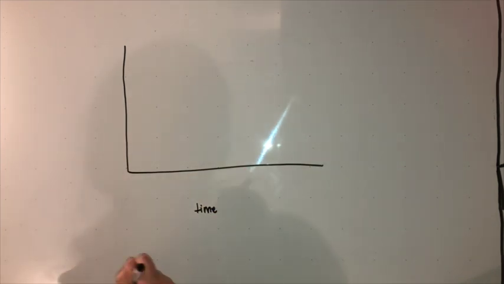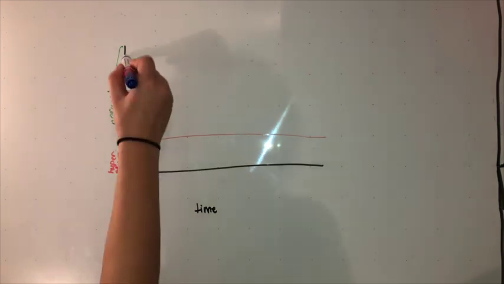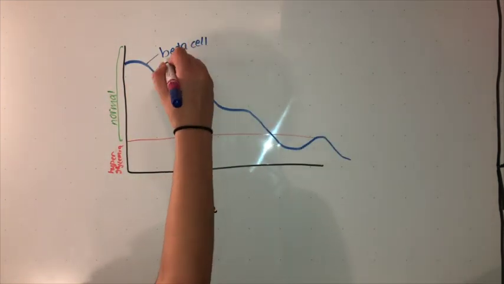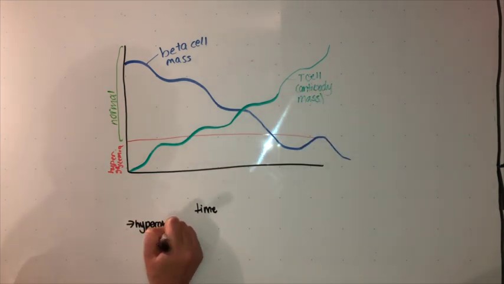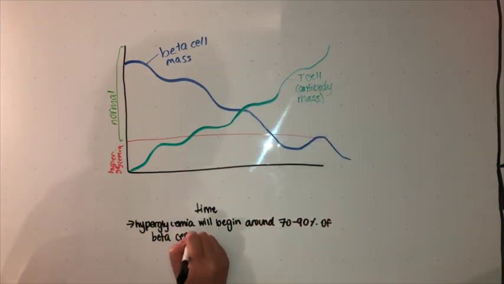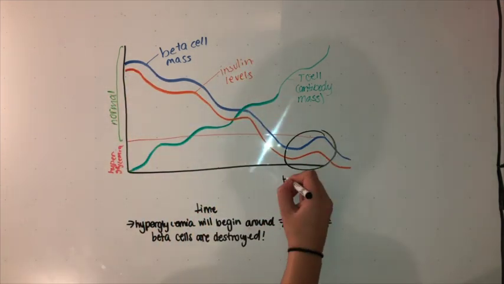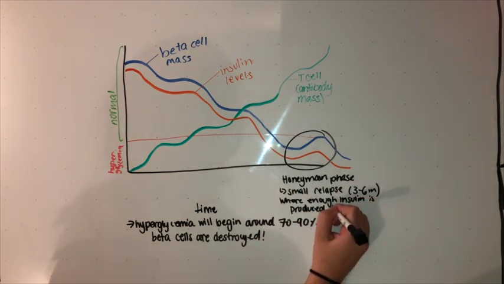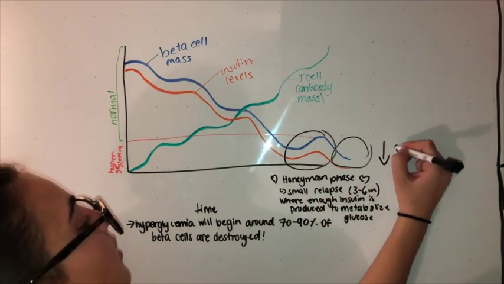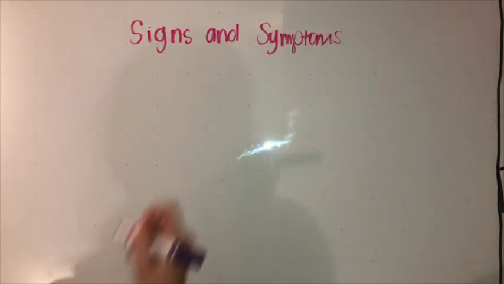So now let's draw a little graph here. So we have time and we have the normal range and the hypoglycemic range. So basically your beta cell count is going to fall while your T cell mass rises, and usually you go into hypoglycemia when about 70 to 90% of your beta cells are destroyed. So your insulin levels are going to decrease as well, and you also have a little honeymoon phase. This is basically just a small phase of remission. However, you're eventually going to need to have treatment after this because you won't have any insulin or beta cells left.